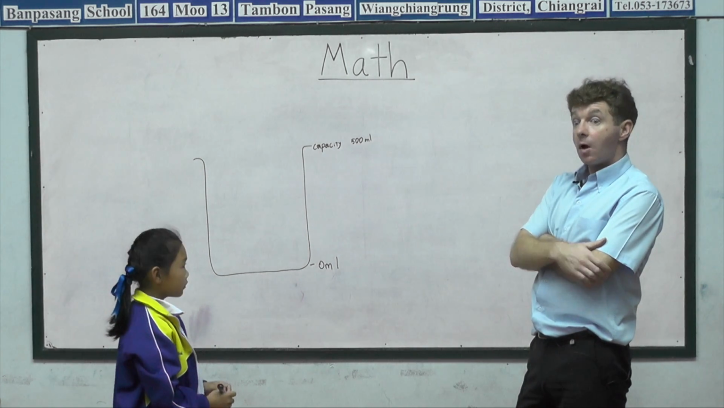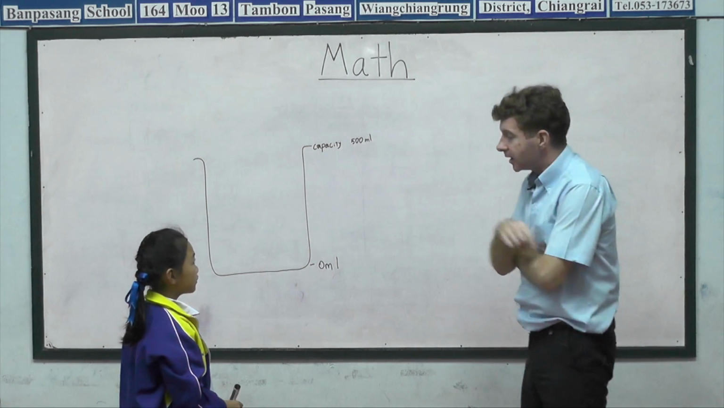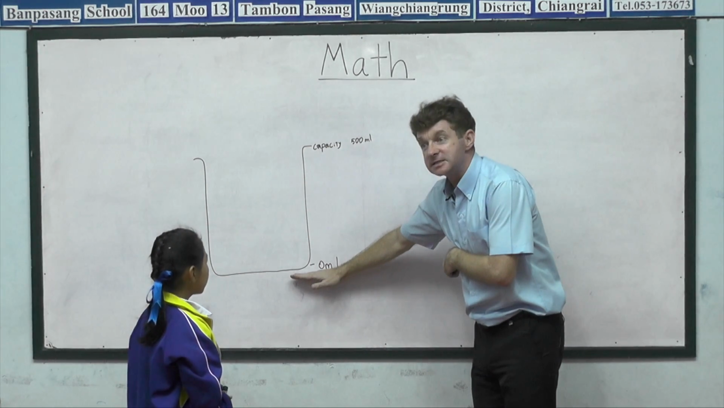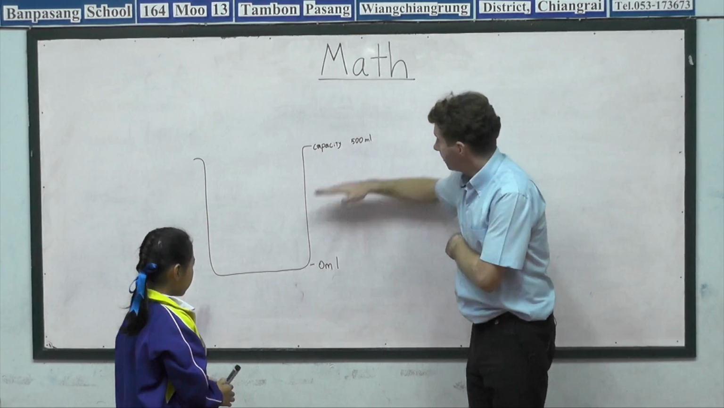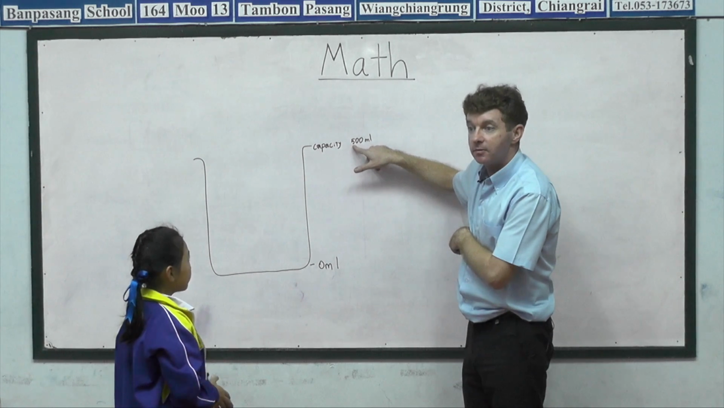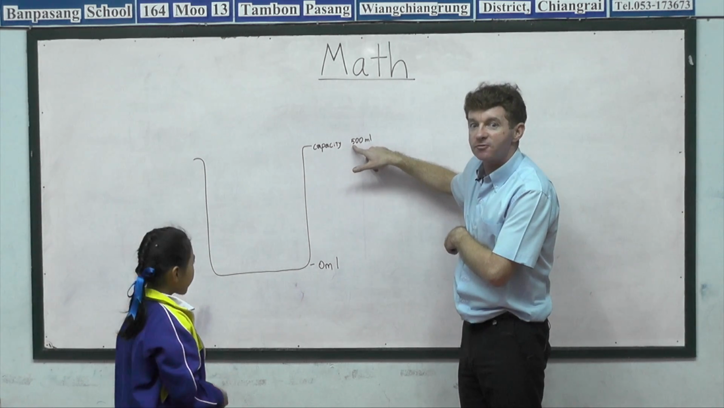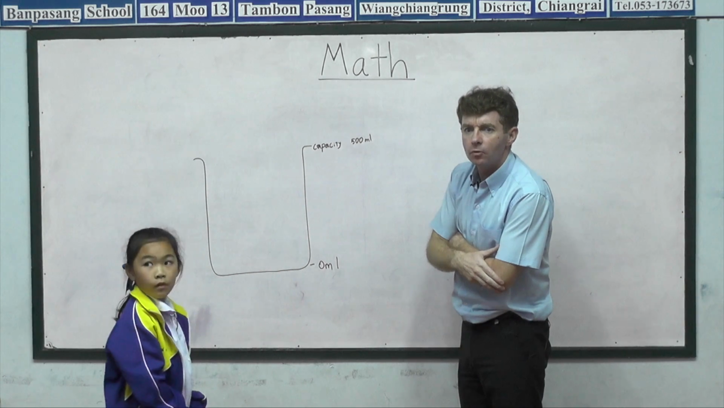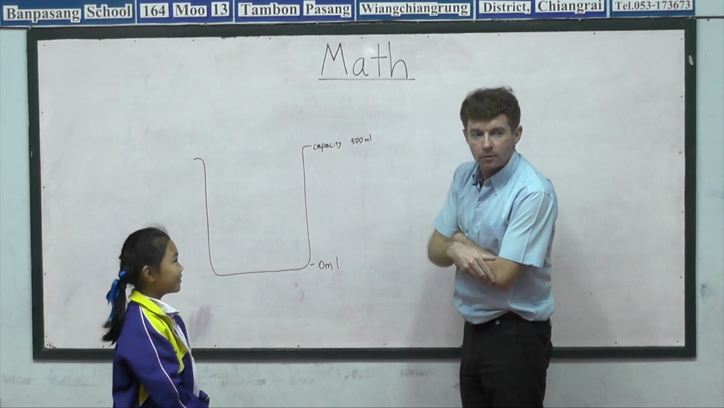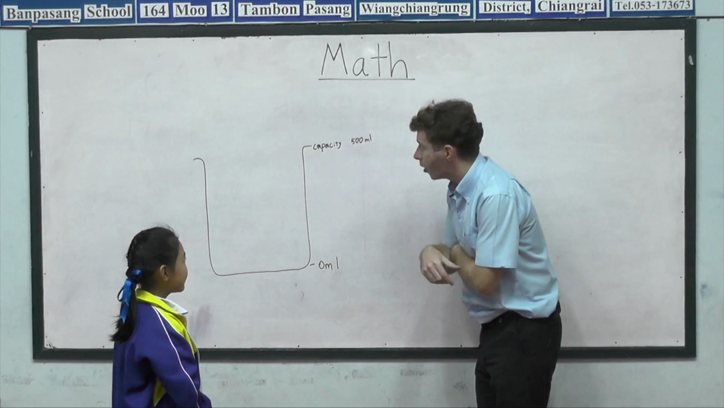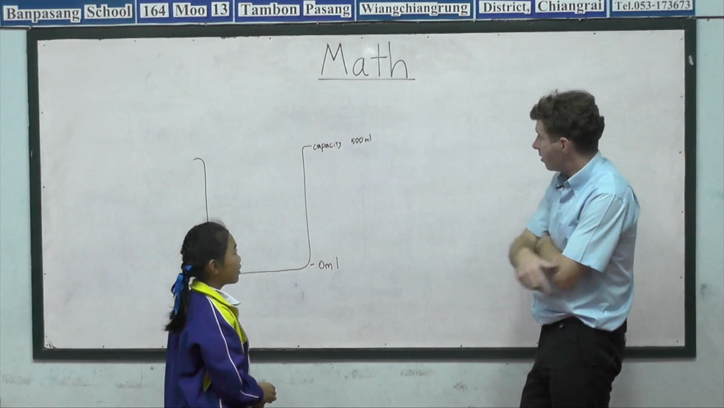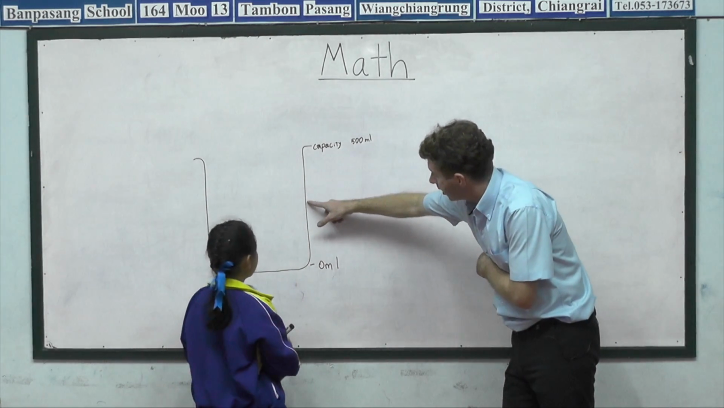250 milliliters. Okay, Nadia, so now we have to think. Here is 0. Capacity, 500 milliliters. And now we have to work out our volume. How much is our volume? 250 milliliters. So where do we think? Where will the volume go? Where will you write? Half. So we're looking for somewhere around here.